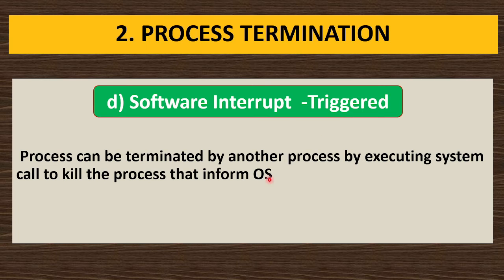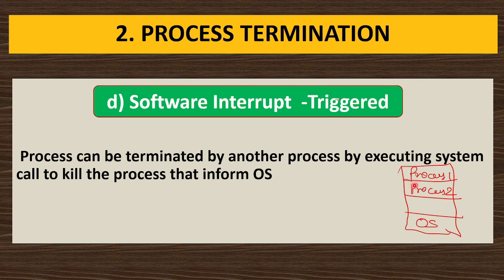Now a process can be terminated by another process by executing a system call to kill the process that informs the OS. Suppose process 1 and process 2 are executed simultaneously, and this is the OS. One part of the memory is always taken by the OS. So process 1 can terminate process 2, which is executing simultaneously.